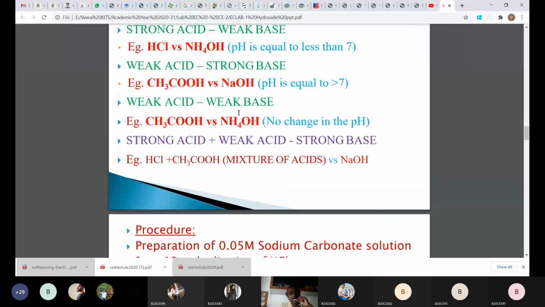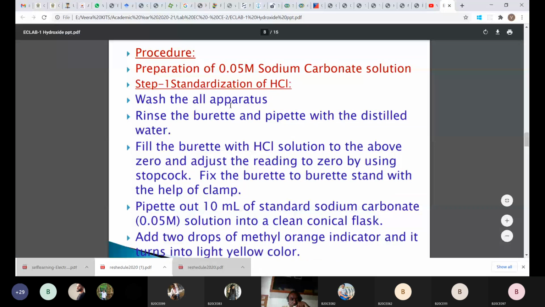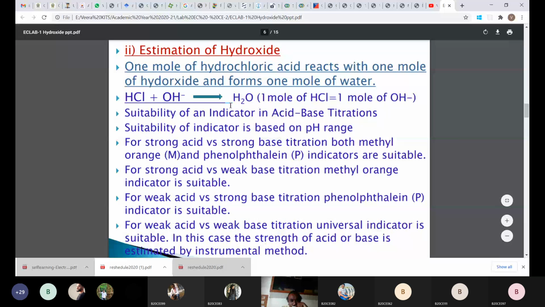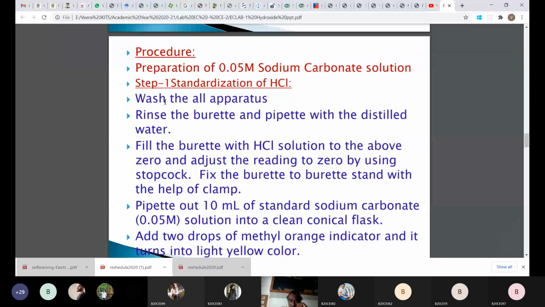Let's come to some practicals for the first step. We are talking about the first reaction, which is sodium carbonate plus HCl. What do you need? You need different apparatus which we have already discussed: burette, conical flask, beaker, and indicators. First we need to prepare a standard solution of sodium carbonate with the concentration of 0.05 molar.